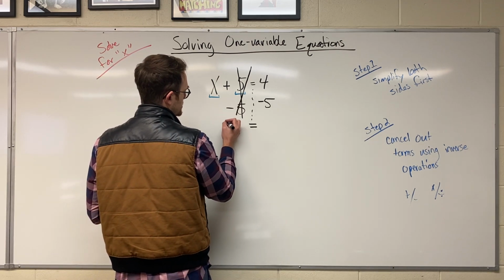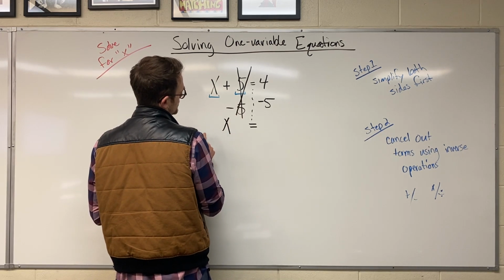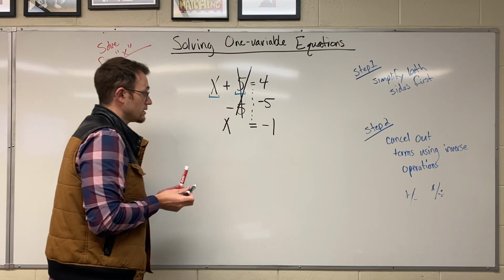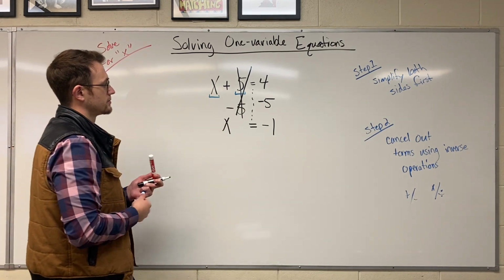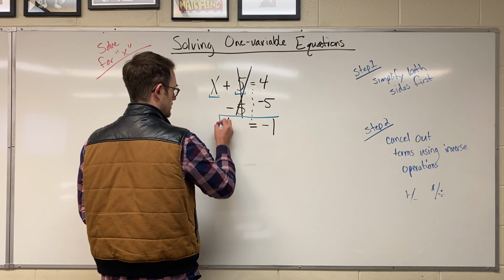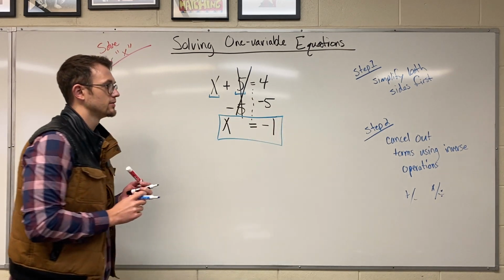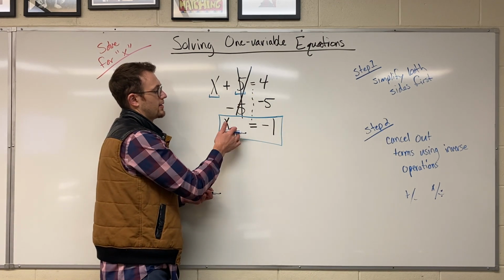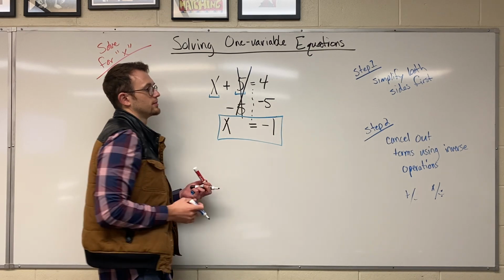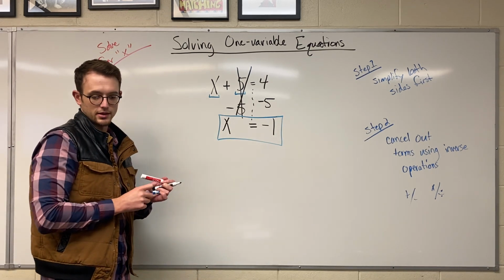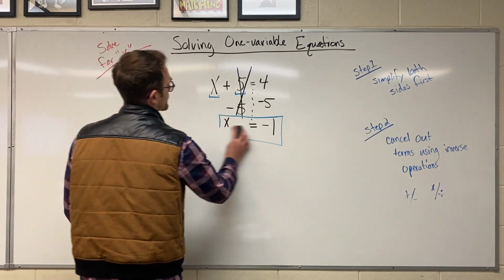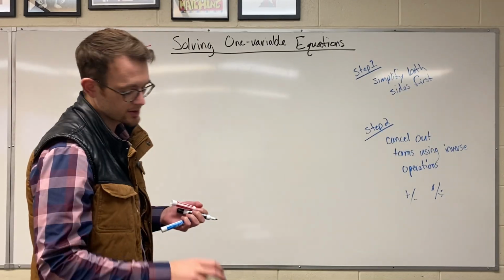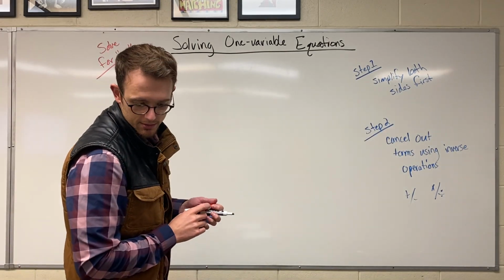So I get my x equals 4 minus 5, negative 1. So my answer is x equals negative 1. It was already simplified. All I had to do was inverse one operation. I now have solved for x. X equals negative 1. Okay? Let's pop in another one. That is what we call a one-step equation. You only had to do one step. All you had to do was subtract 5.